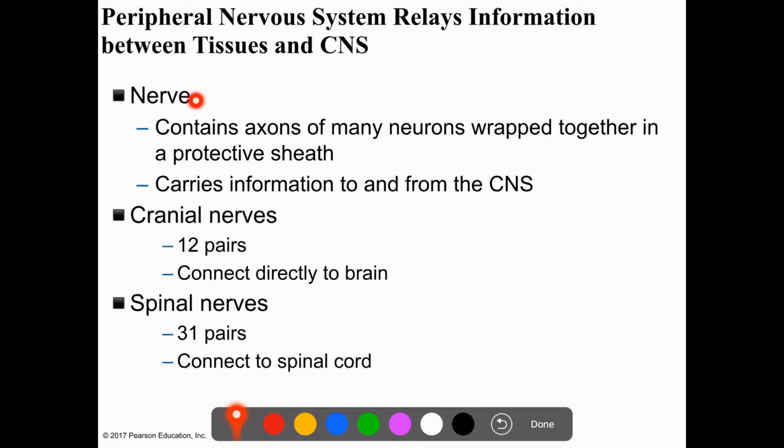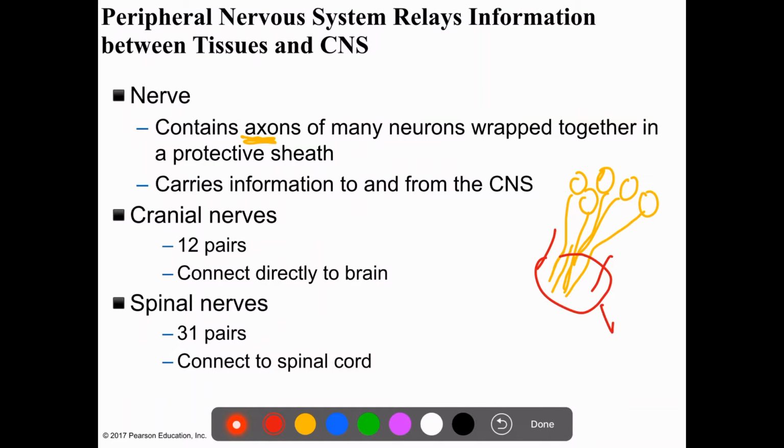So now we have the nerves, and these nerves are axons of many neurons. So this is one neuron, another neuron, three neurons, four neurons, hundreds of neurons. Each one has its own axon. So these axons are bundled together within a nerve. So this is the nerve. And these are carrying information to and from the CNS.